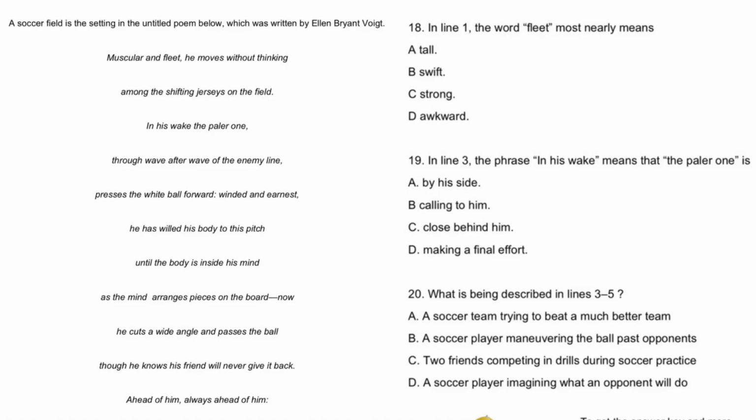So we are done with reading comprehension, and for example you can see this reading comprehension. When we go to the questions, you can see in the first question itself, it's written in line 1, the word flit most nearly means. So directly you have to go to the first line and see muscular and flit. Next question is the same, in line 3, the phrase in his wake. You need to directly go to line 3 and find this phrase. This is what you have to do.